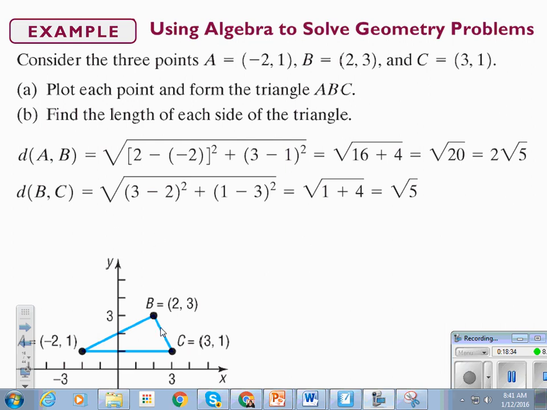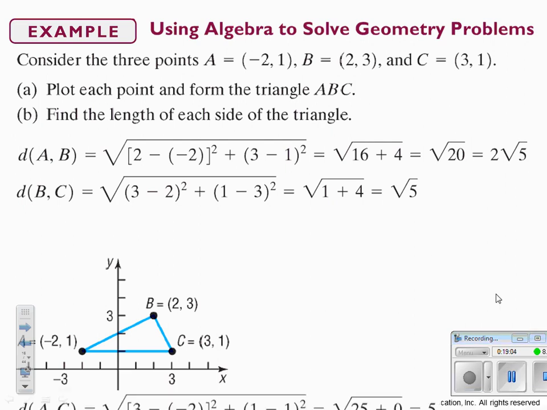So the distance from B to C is 3 minus 2, which is x2 minus x1. 3 minus 2 is 1, 1 squared is 1. And then y2, which is 1, minus y1, which is 3. 1 minus 3 is negative 2. Negative 2 squared is 4. 1 plus 4 is 5, leaving the distance from B to C to be the square root of 5.